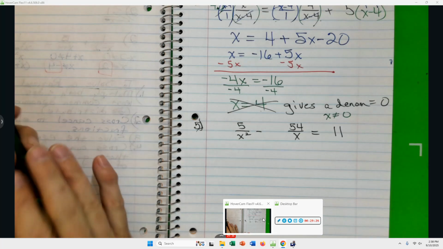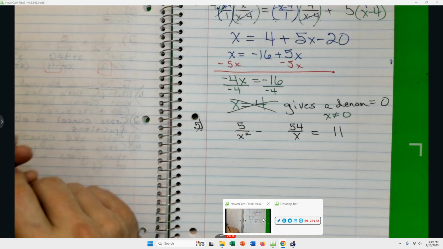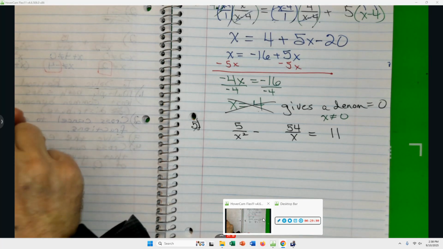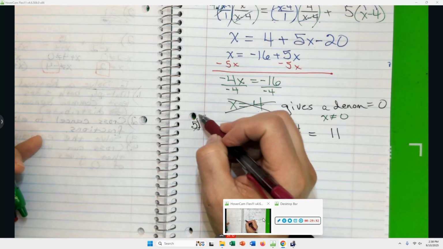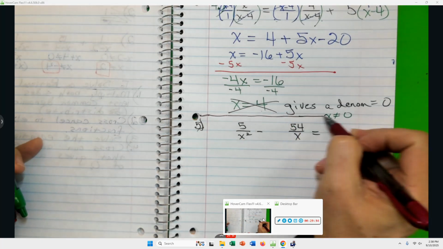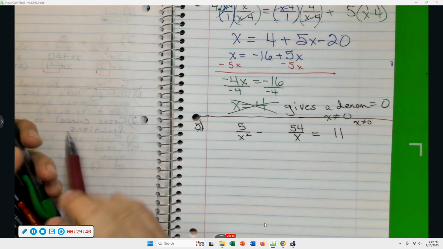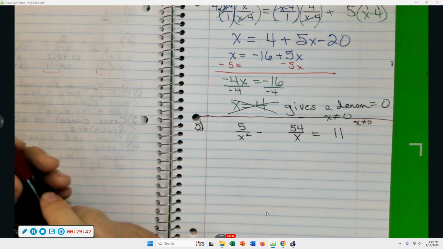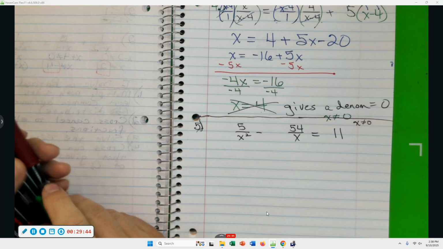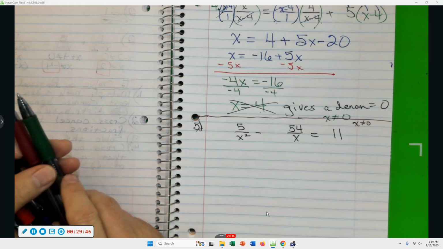What do we need to multiply through by? Oh, you marked out the x can't be 0. Okay, that was my mistake. What do we need to multiply through by in order to cancel out both denominators? I'll get us started.